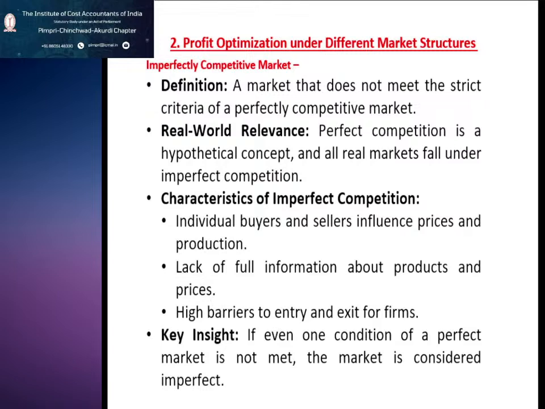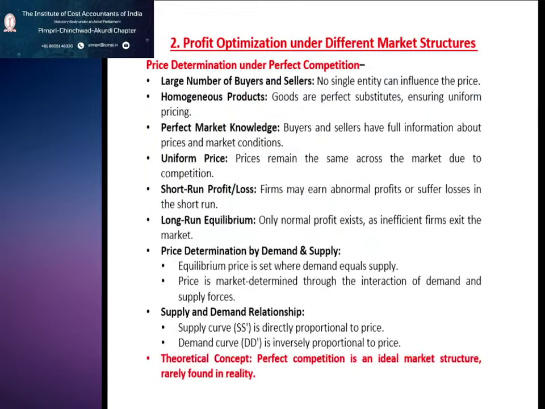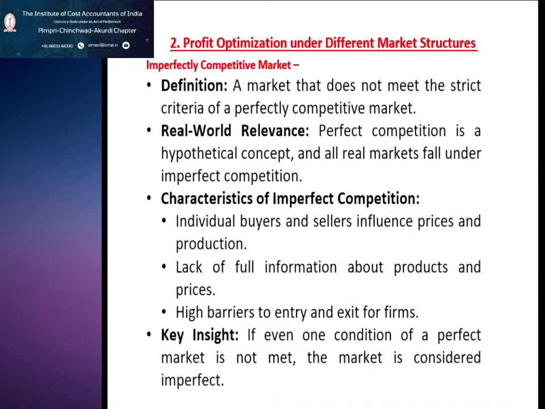Characteristics of imperfect competition are that individual buyers and sellers influence the prices and production, there is lack of full information about products and prices, and there are high barriers to entry and exit for the firms also. The key insight in case of imperfectly competitive market is that if even one condition of a perfect market is not met, the market is considered imperfect. So if any one particular aspect or element of perfect competition is absent or not met, then it turns out to be an imperfectly competitive market.